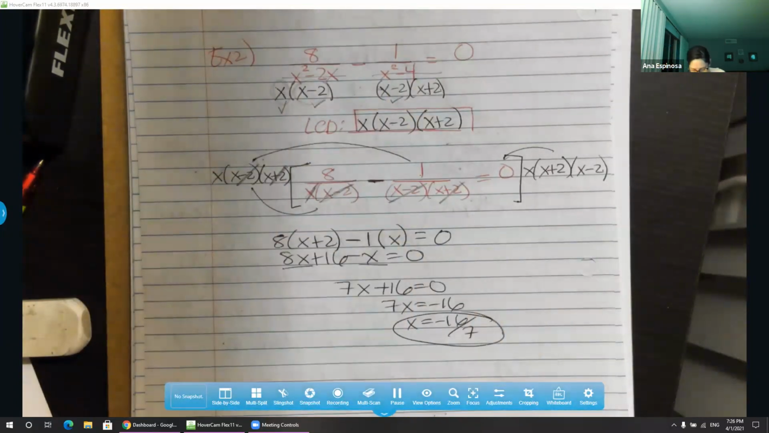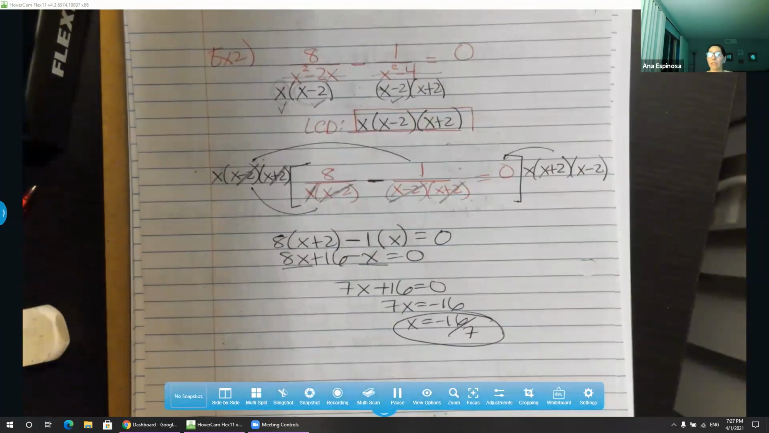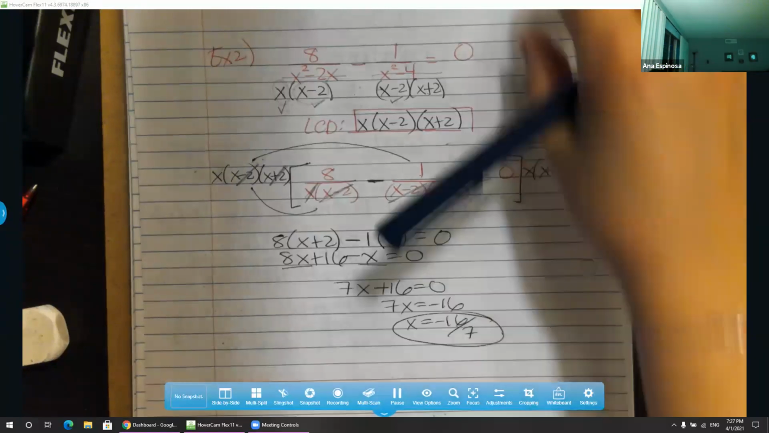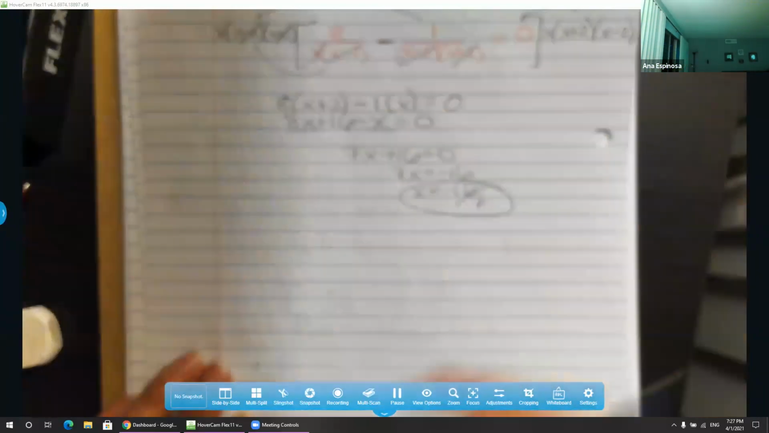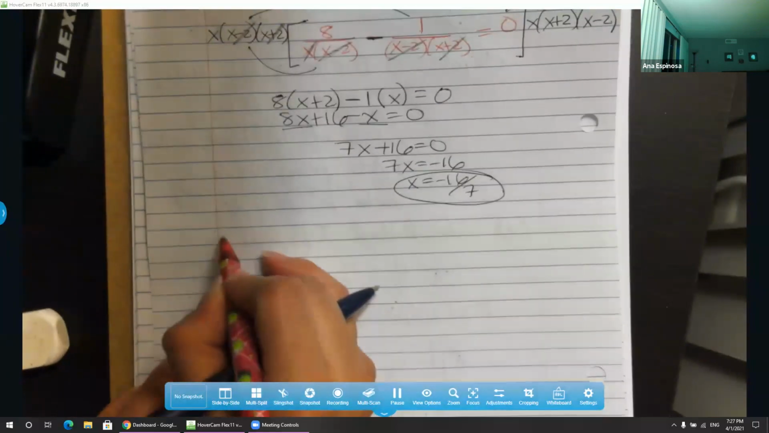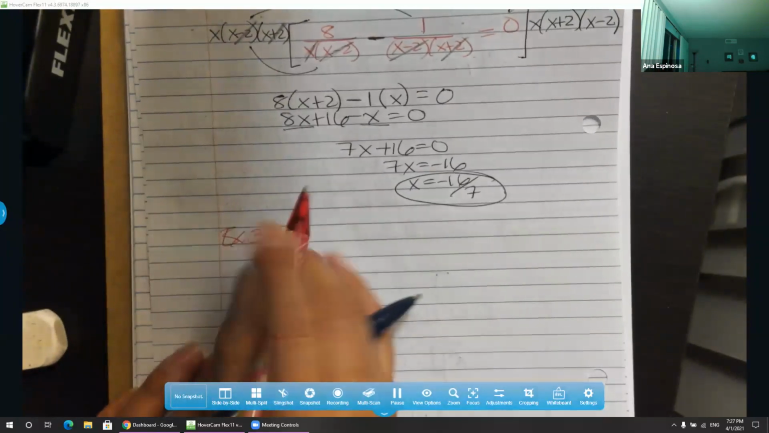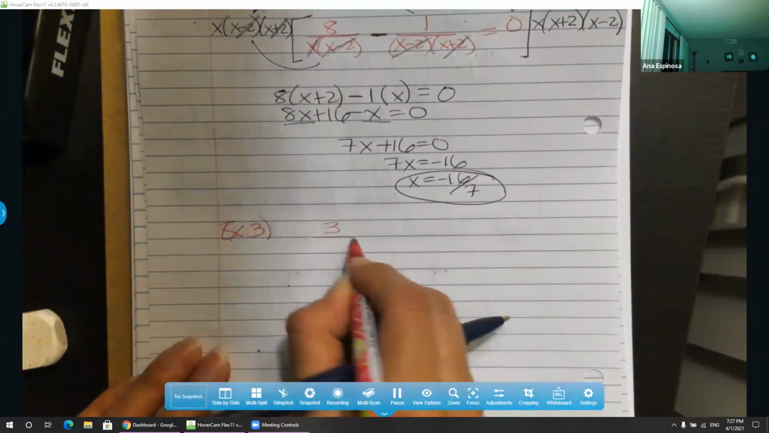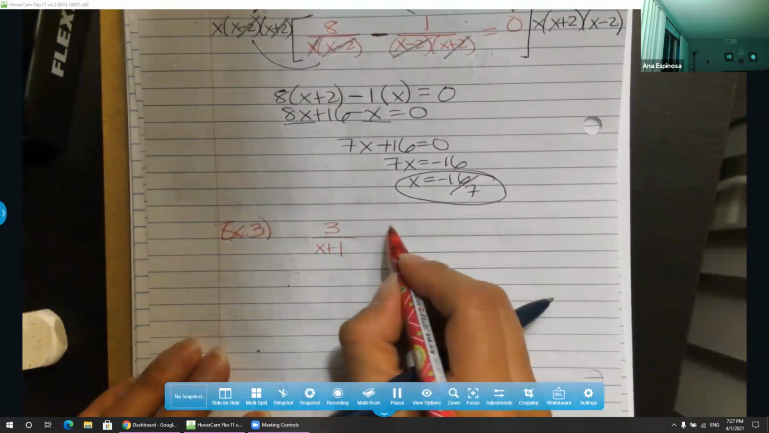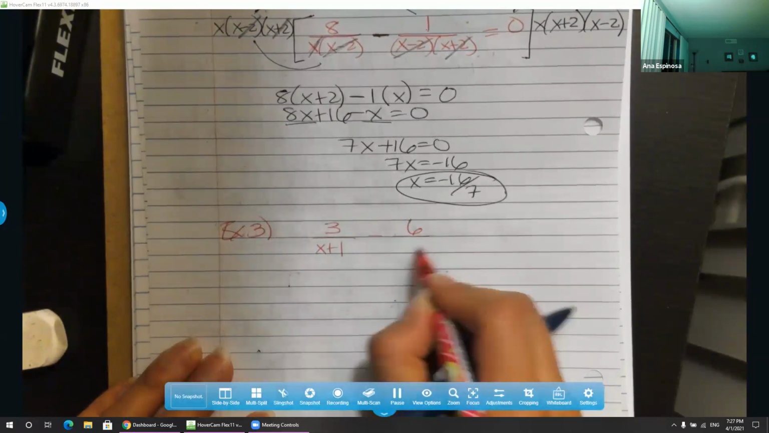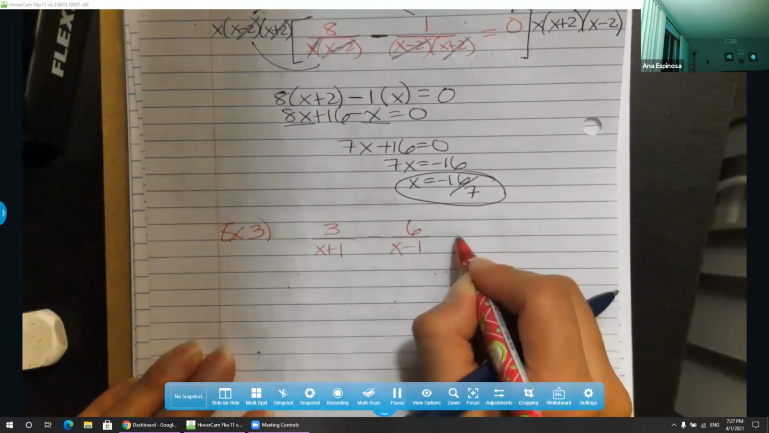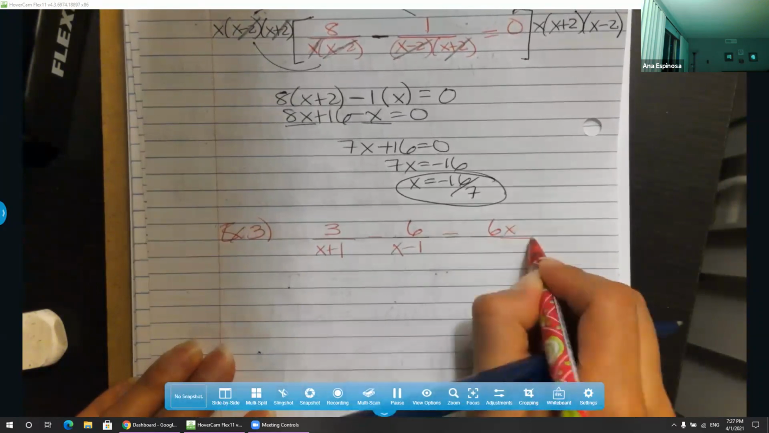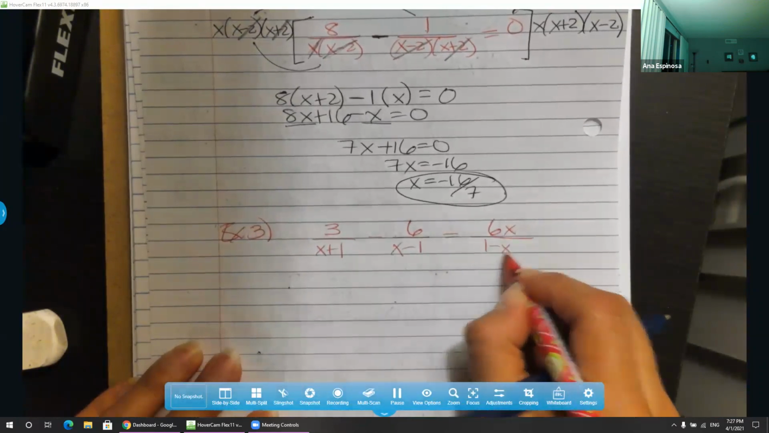Okay, so please practice that, look through the media. If you need more examples, I can definitely help you. We have one more to go of this type, and then I'll start 5 point. Also, I'll let you know the last thing you need to do here, but let's just go through the last one. 3x plus 1 minus 6 over x minus 1 equals 6x over 1 minus x squared.